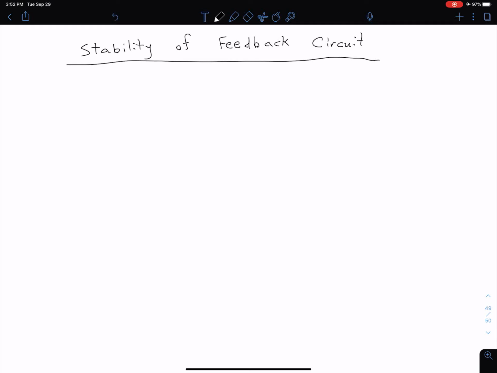Up until this point, we've been focusing more on the feedback aspect of our feedback instability. So let's switch our attention to looking now at the stability of our feedback circuits. So let's start by considering the ideal closed loop gain of just a general system.